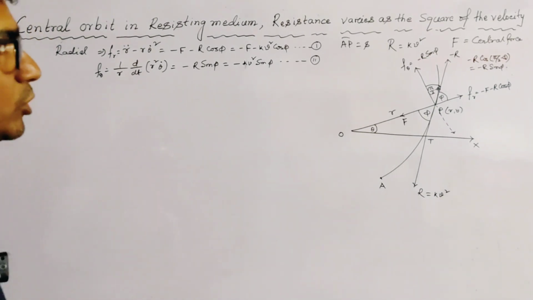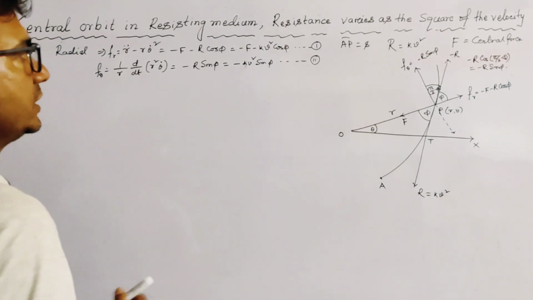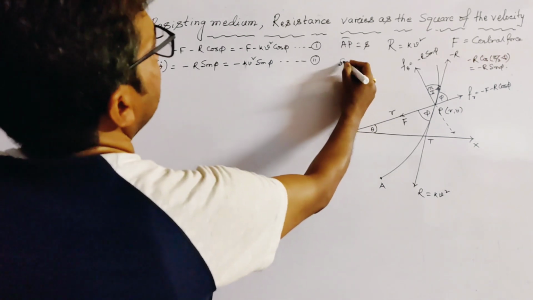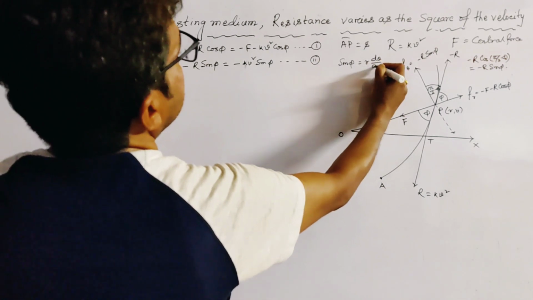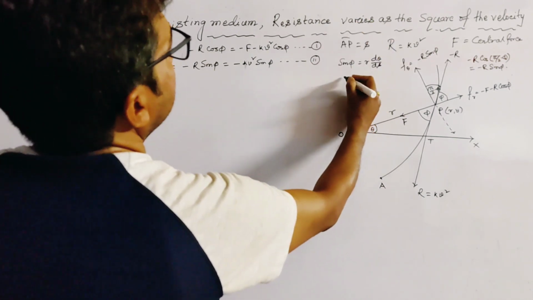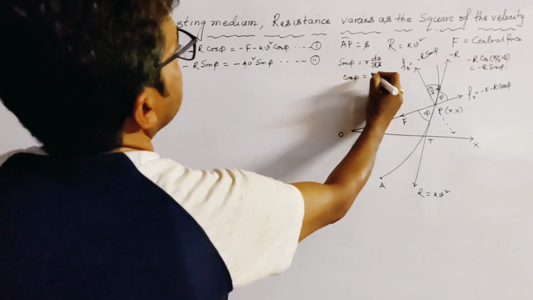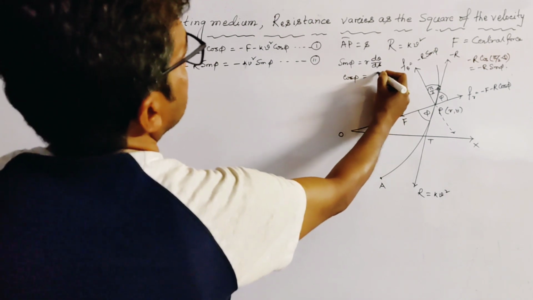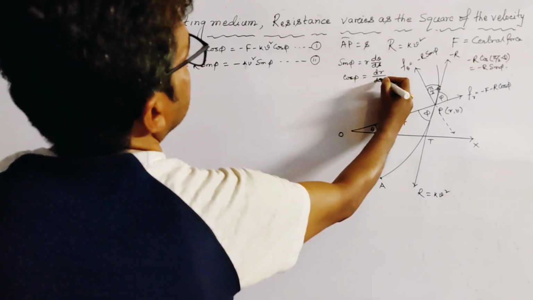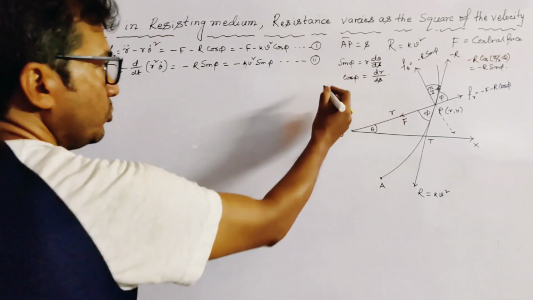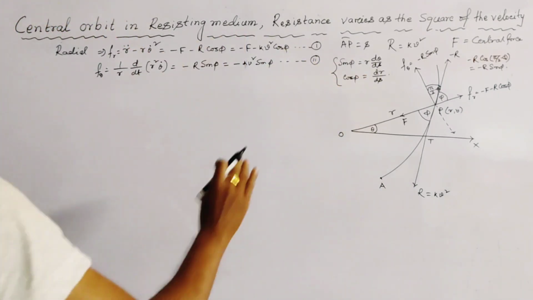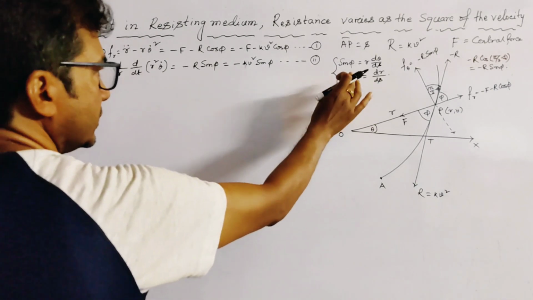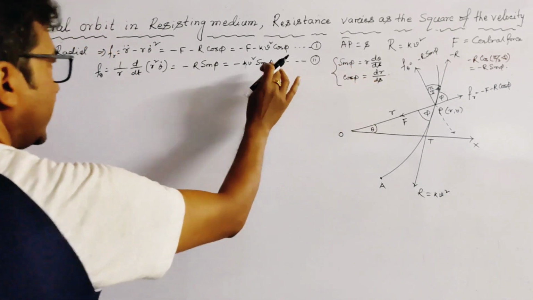Now we know from differential calculus that sin phi is equal to r d theta by ds, and cos phi is equal to dr by ds. Okay, we put these two values in 1 and 2. Now we first put the value of sin phi in the second equation.